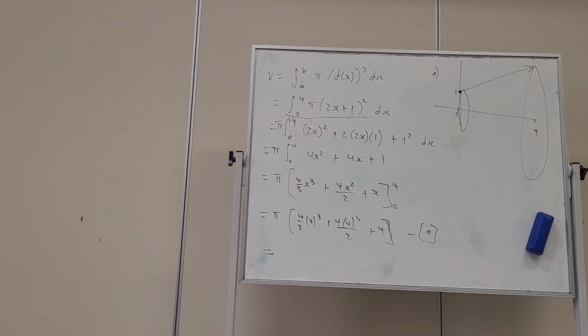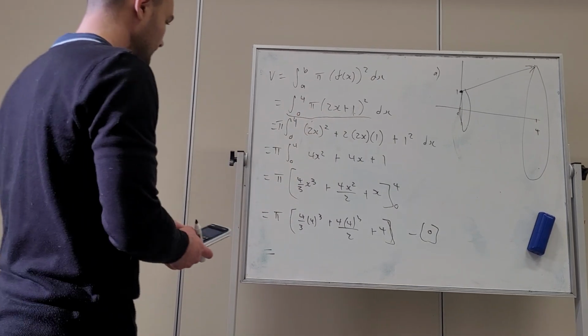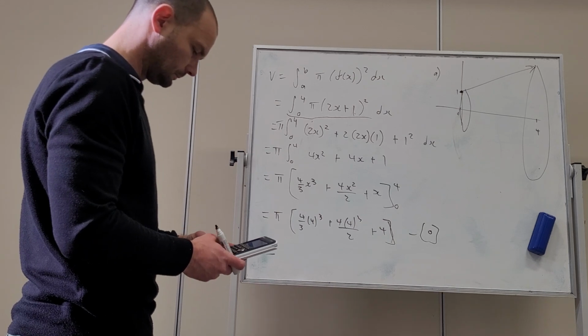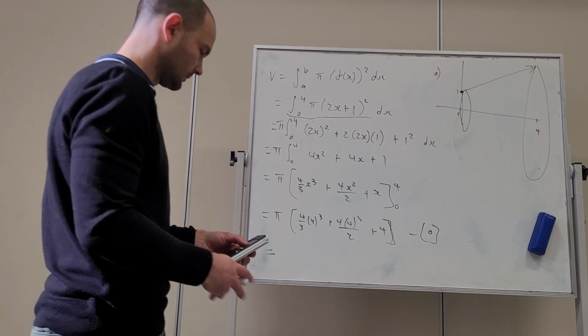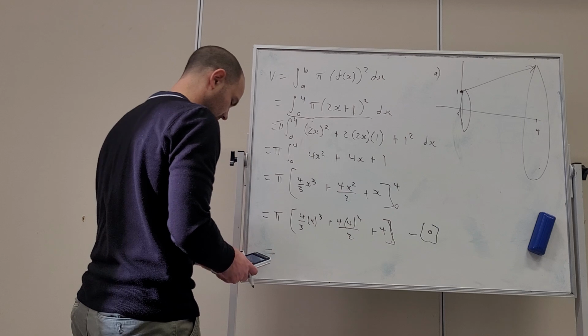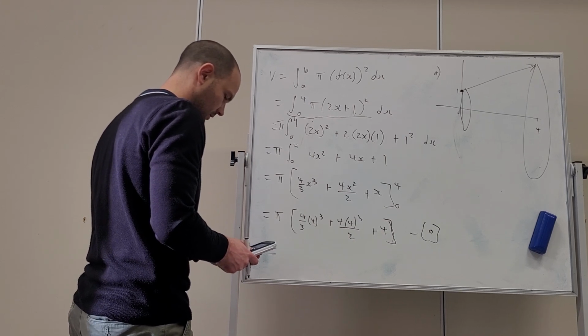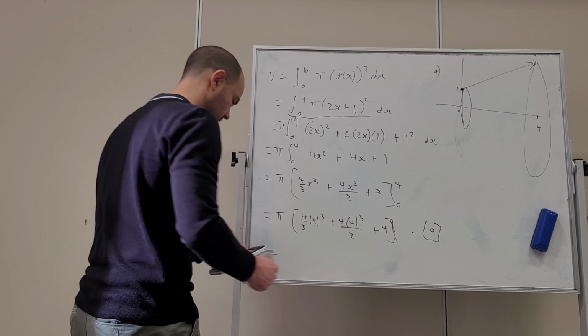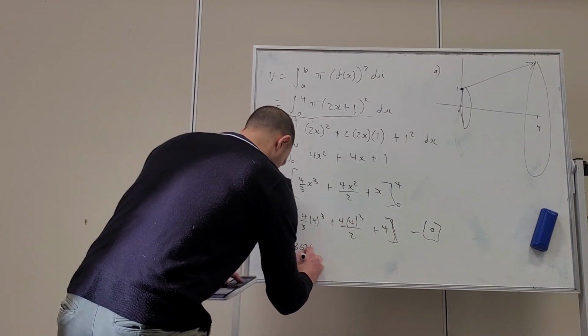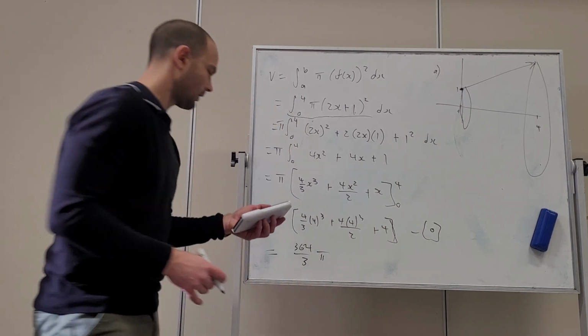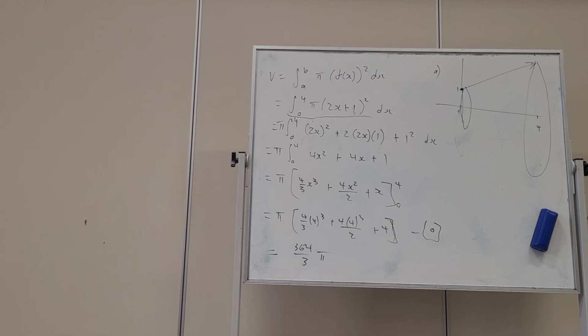Anyone done it yet? Race here. 2x plus 1 from 0 to 4, 20 times pi. Oh, I didn't square it either. Shift pi, 2x plus 1 squared. 364 on top of 3 pi. So there's our answer expressed exactly.